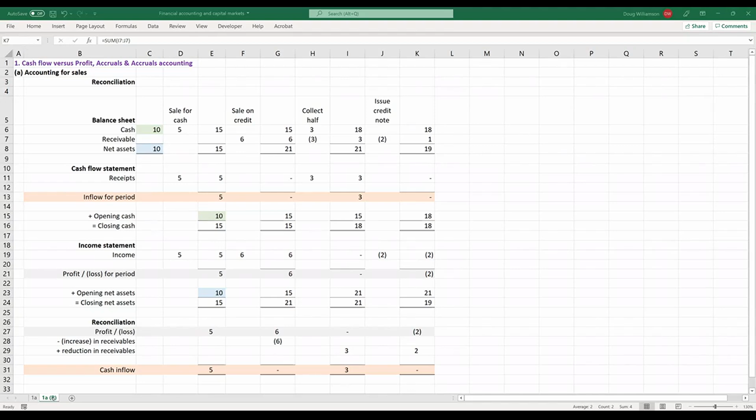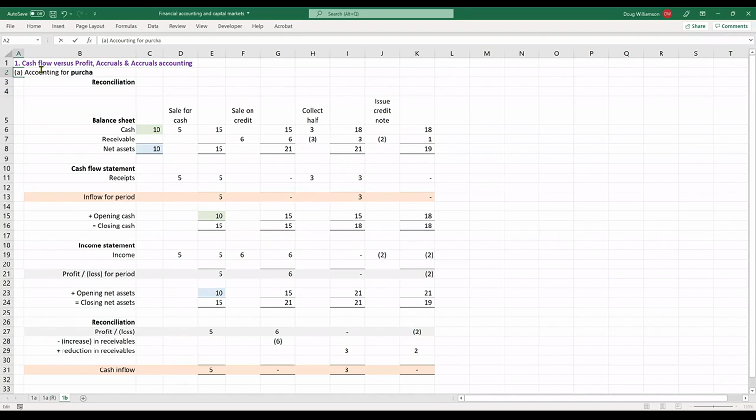This is the reconciliation that we previously had for accounting for sales. We were reconciling profit with cash flows. So some principles will be the same and some will be different. Some detail will be different when we start accounting for purchases.